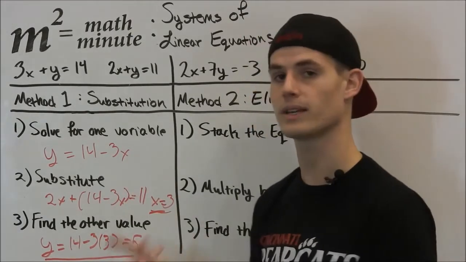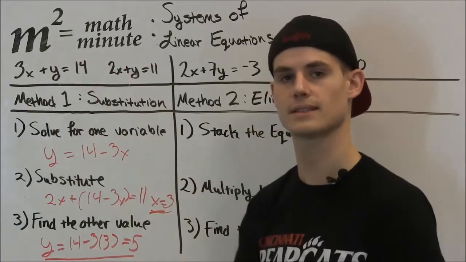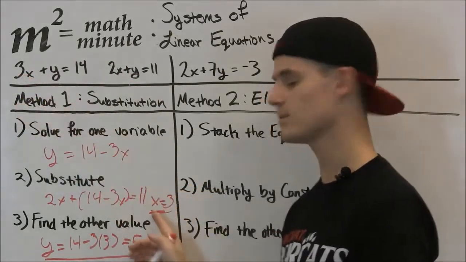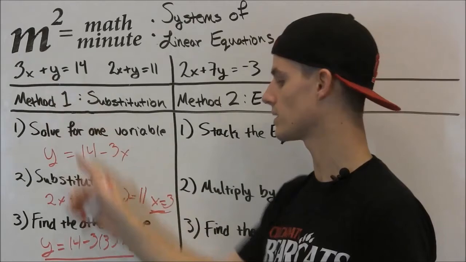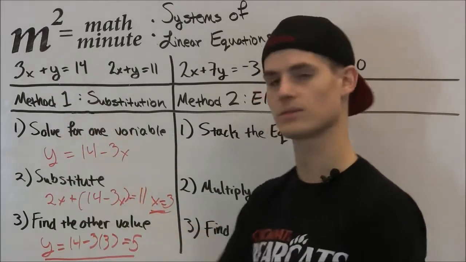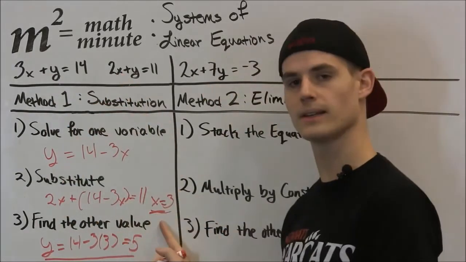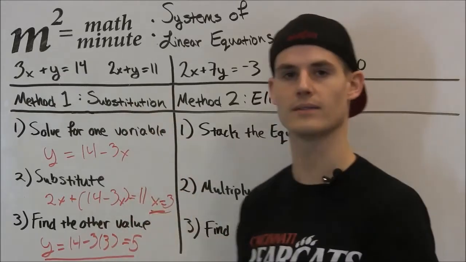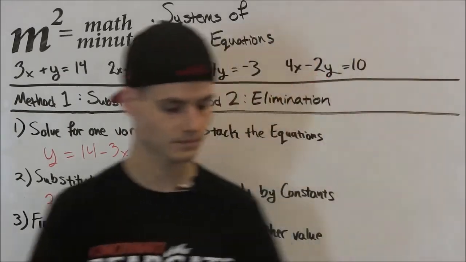And to check that, we can plug these two values into both of these and see if it's correct. 3 times 3, which is x, plus 5, which is y, equals 14. 2 times 3 plus 5 equals 11. This one checks out. That's good.